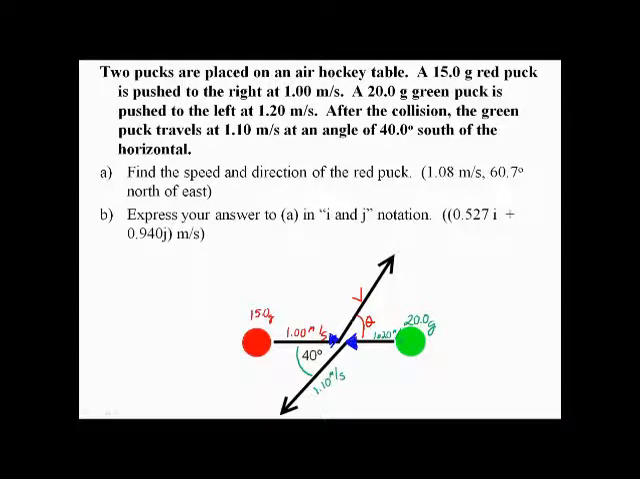Maybe you've done this, when you've had a couple of air hockey pucks or something like that and were playing around with a friend. So we want the speed and direction of the red puck, because we know it for the green puck. They tell us for the green puck the speed and the direction. It's 40 degrees south of the horizontal, and 1.1 meters per second.